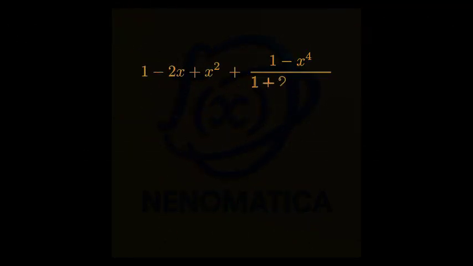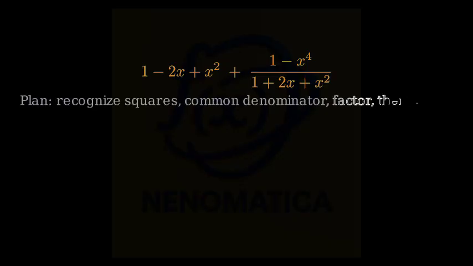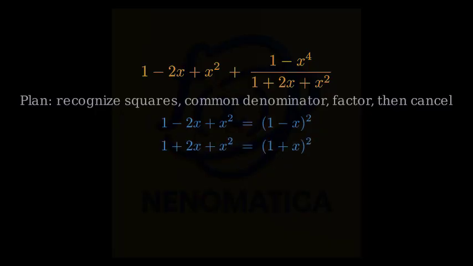Here's our problem. We will recognize perfect squares, combine into a single fraction, factor using difference of squares, and then simplify by canceling common factors. Step 1. Recognize that 1 minus 2x plus x squared is a perfect square. It equals left parenthesis 1 minus x right parenthesis squared. Also, 1 plus 2x plus x squared is left parenthesis 1 plus x right parenthesis squared. Using these, we rewrite the original expression.